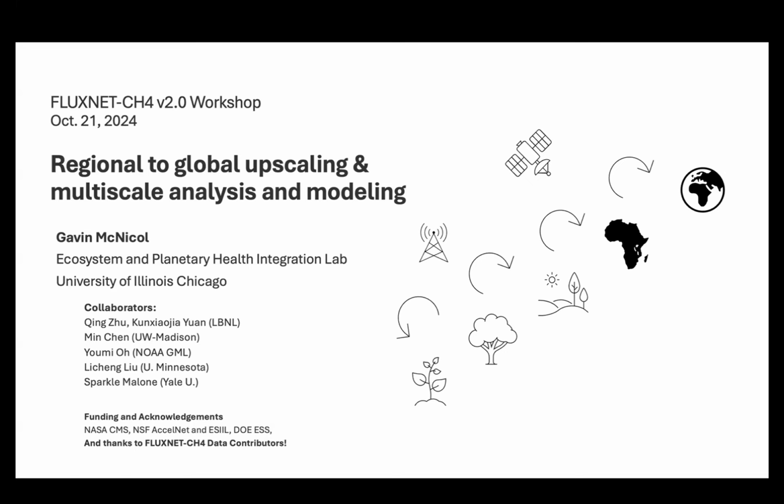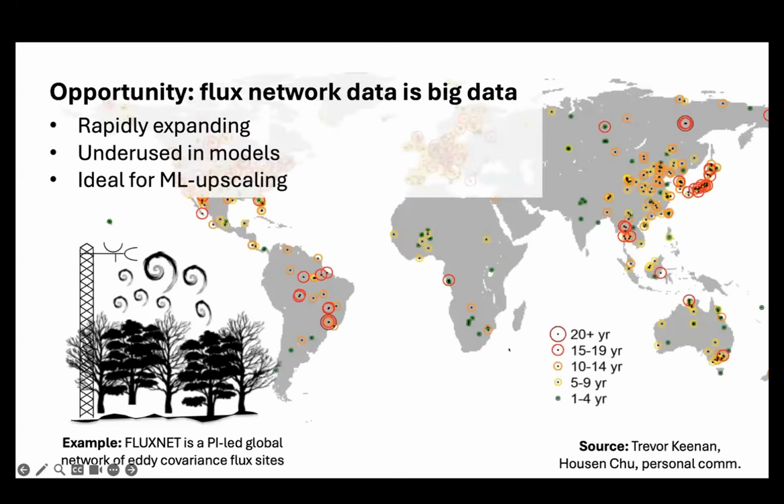Yeah, thanks for the chance to present on our upscaling work and share some thoughts about how FLUXNet Methane version 2 can improve our work. So I think the main opportunity I want to convey is that flux network data is big data. That's kind of a phrase from machine learning, but this rapidly expanding global network of sites is largely underutilized in models, as people have mentioned before, global models of methane emissions, but really is ideal for machine learning based upscaling to get at global estimates of emissions.